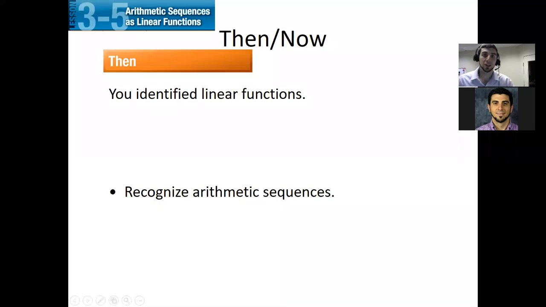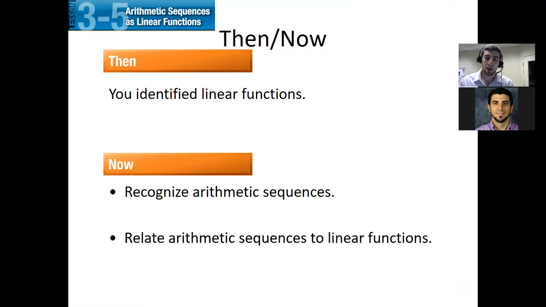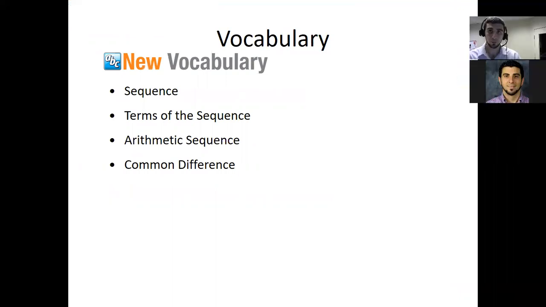All right, my mathematicians, we are back with section 5 of chapter 3, which deals with arithmetic sequences and linear functions. Before, we identified linear functions, and now we are going to recognize arithmetic sequences and relate arithmetic sequences to linear functions. Now, here's some vocabulary. We're going to talk about what a sequence is, the terms of a sequence, arithmetic sequence, and common difference.